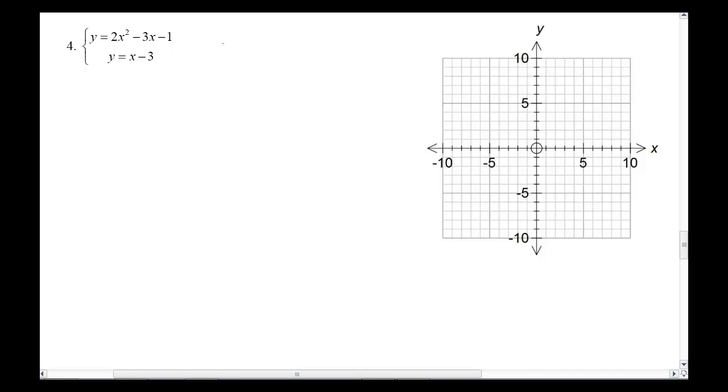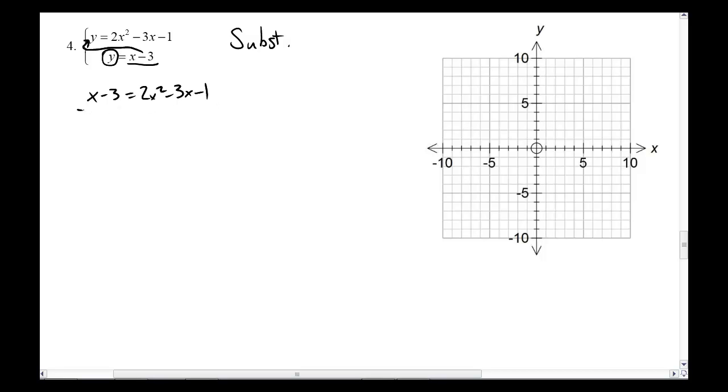This one, I'm going to go substitution first, just like I did in the other 3. So substitution, I isolate a variable, y is all by itself, so that means x minus 3 can replace the y here. So I go x minus 3 equals 2x squared minus 3x minus 1.